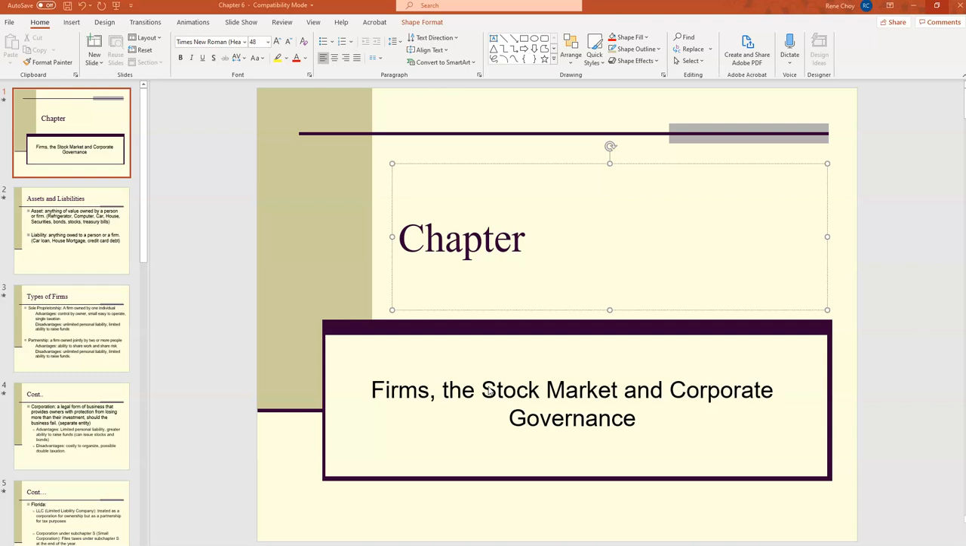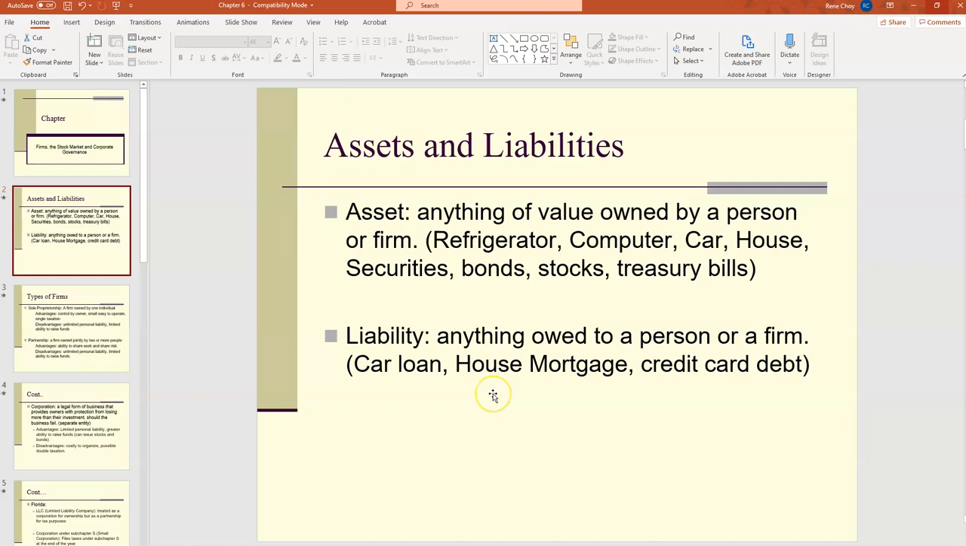Today we're going to be covering companies, the stock market, and corporate governance in general. Alright, so this is one of those chapters where you have lots of different information that's useful to know to move on to further chapters.